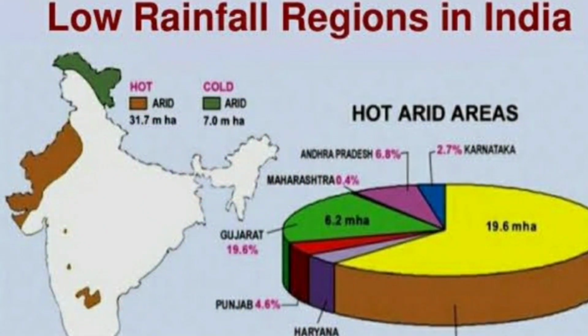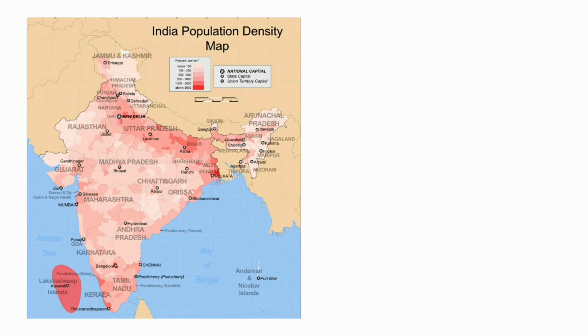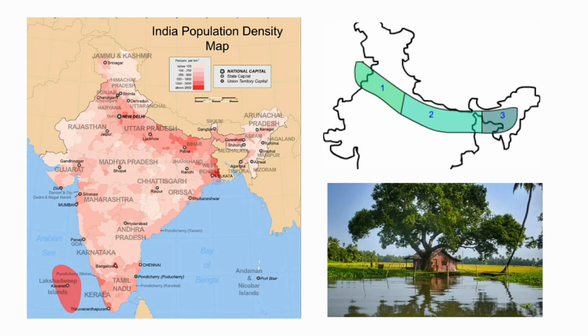Hilly and rocky terrains, moderate to low rainfall areas and less fertile soils have influenced population density in India. Northern plains and Kerala in the south have high population densities because they have flat plains with fertile soils and maximum rainfall.